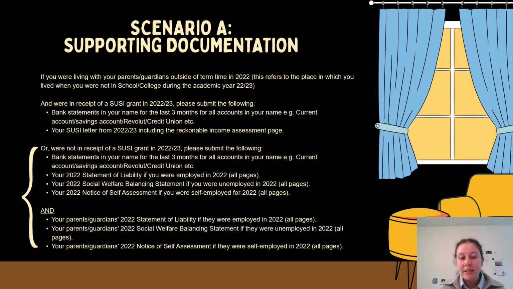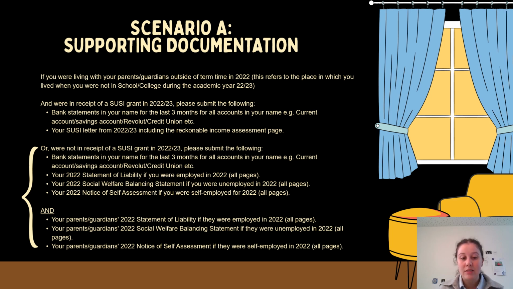If you were working in 2022, I want your statement of liability for 2022. If you were on any social welfare payments in 2022, I want your 2022 social welfare balancing statement. And if you were self-employed in 2022, I want your 2022 notice of self-assessment. That will tell me what you earned in 2022.